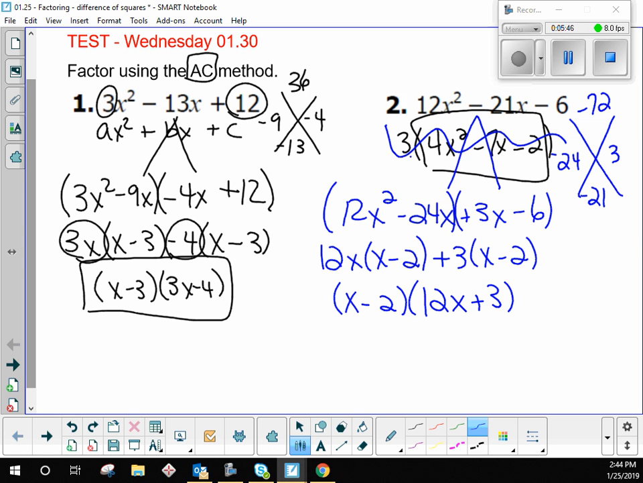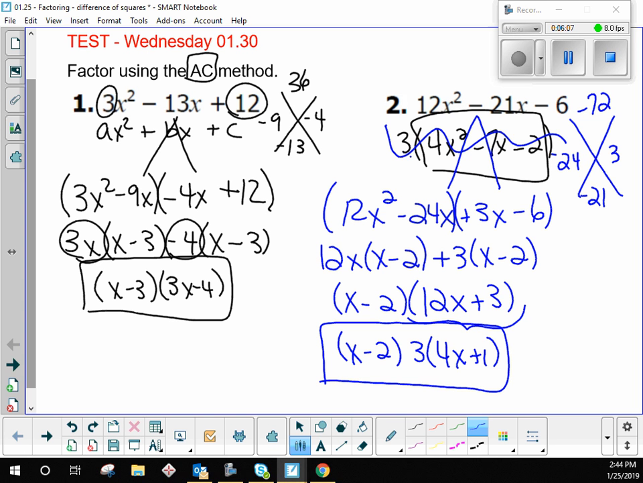Okay. The reason why I would circle this is because it's not factored completely. This second group right here, what's a GCF? 3. So when you pull 3 out of that group, you're left with 4x plus 1. And then you need that to bring down the x minus 2 as well.